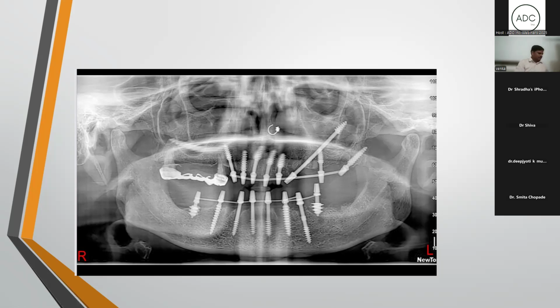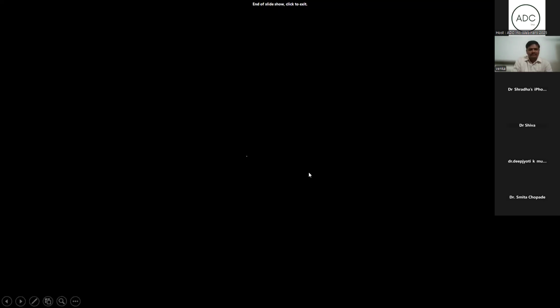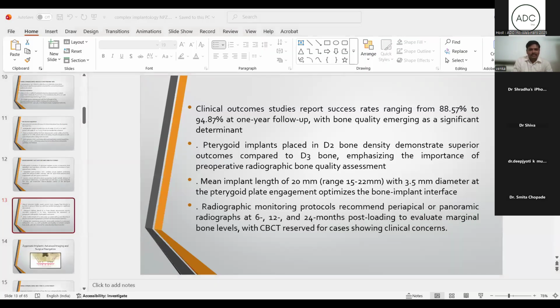and done with the intraoral welding technique. And after that, I took an impression and completed the prosthesis. In a similar way, you can go with this. So this is my presentation. I now hand over to you, sir.